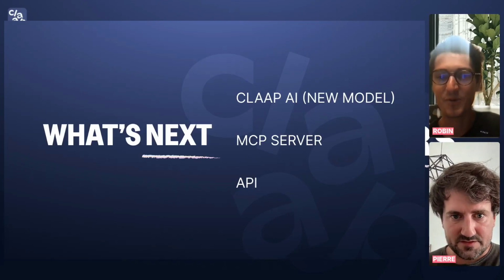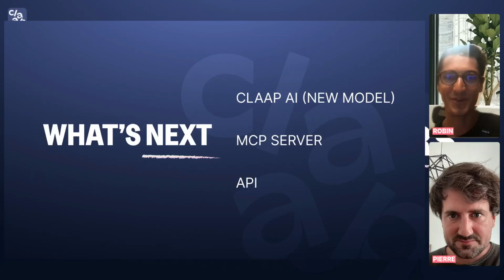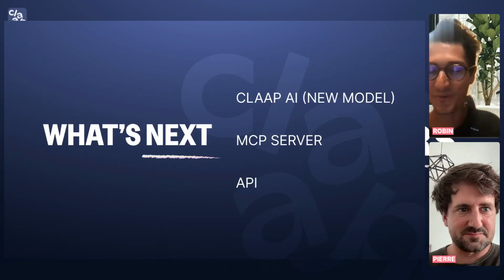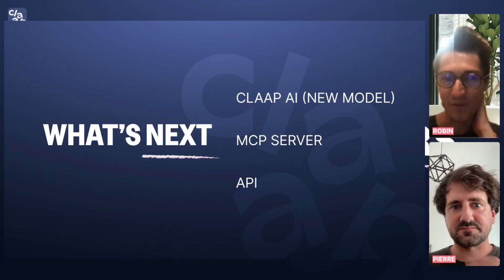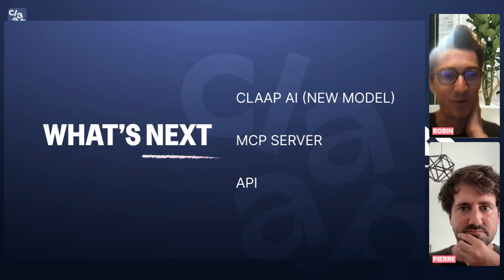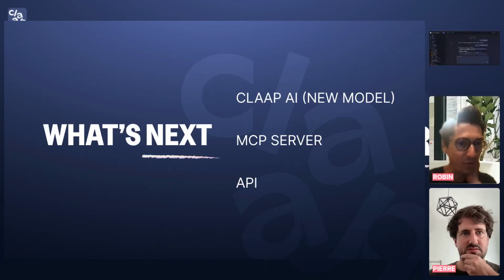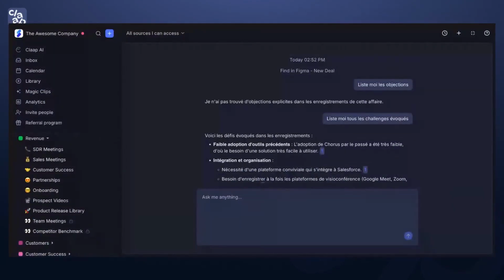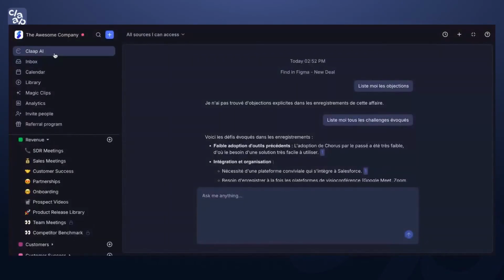Yeah, we are really proud of our new model, so you can now ask whatever you want from your recordings at the workspace level. So maybe it works. I will just put it on Spotlight. Yeah, so this is what you need to do. You need to go to Claap AI.